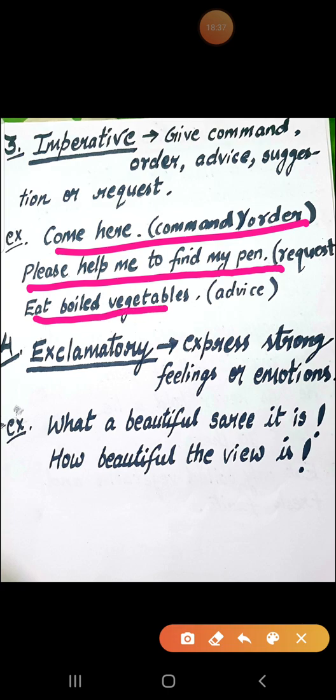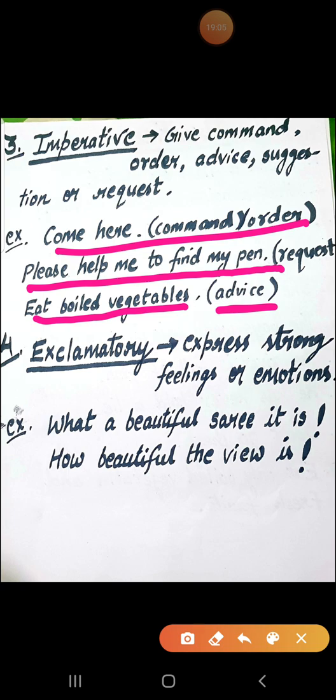Then eat boiled vegetables. These days, if someone is not well, what advice do we give them? Have boiled water, eat boiled vegetables. So these are what? Advice. So in imperative sentences, we give command, order, advice, suggestion, or we make a request. I hope this much is clear.